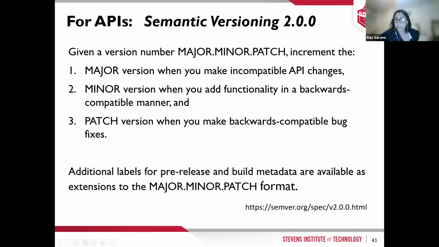For the APIs, we can do the semantic version. It's practically the same. We do major, minor, patch. There's not very much difference between this one and the previous one, really.